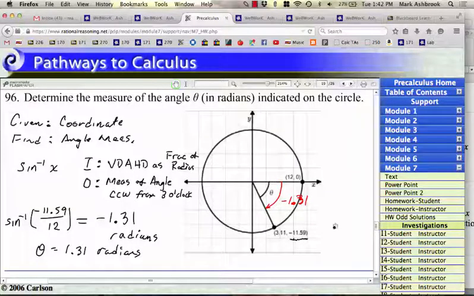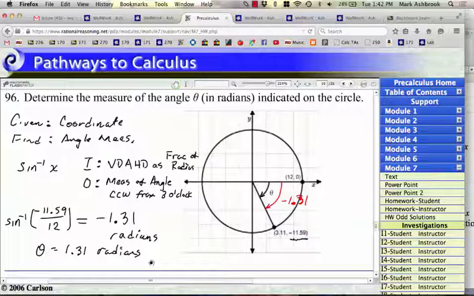If you were just saying, what's the openness of this angle? Well, it's 1.31, regardless of where it is. If you were saying, what's the angle swept counterclockwise from 3 o'clock? It'd be negative 1.31, because we know that our clockwise angles are negative. So both are acceptable answers.